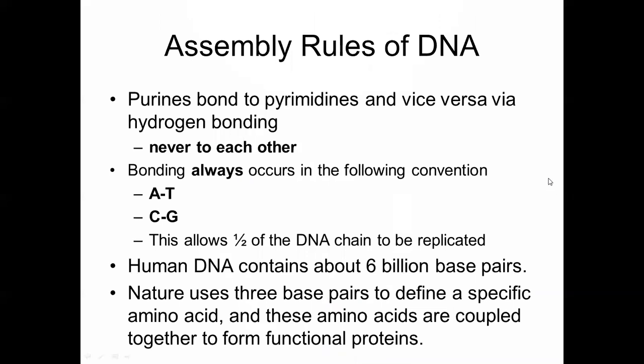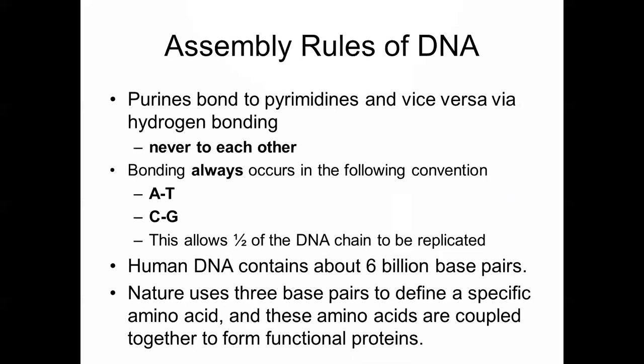So the rules of DNA: purines always bond to pyrimidines and vice versa, and never to each other. So again, bonding always occurs in the following convention: A bonds to T and G to C, and likewise T to A and G to C. So this allows half of the DNA chain to be replicated. So interestingly, the DNA in the human contains about 6 billion base pairs.